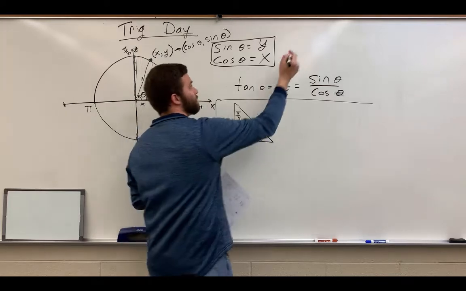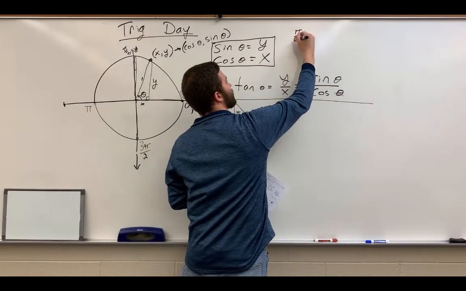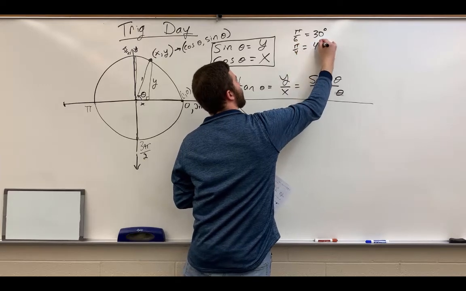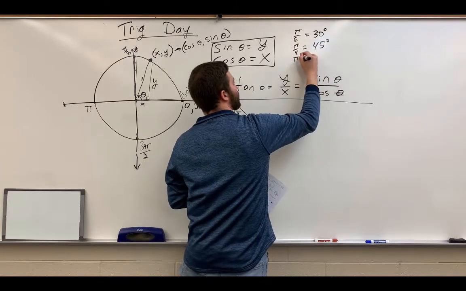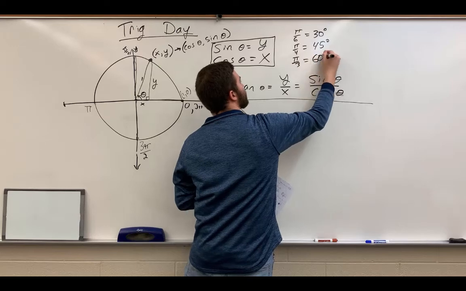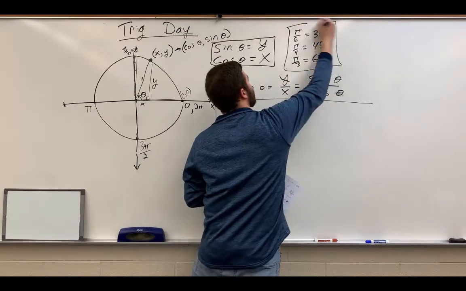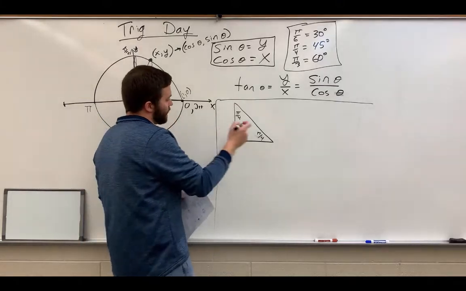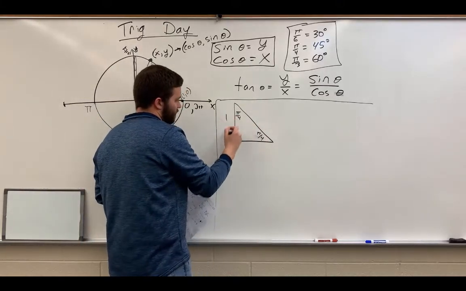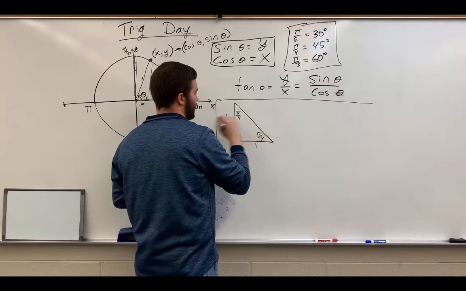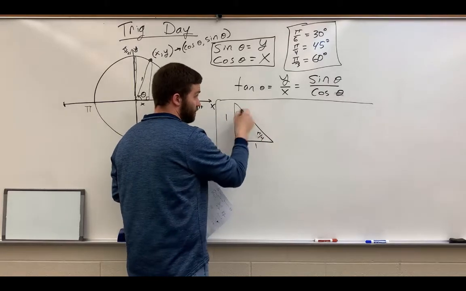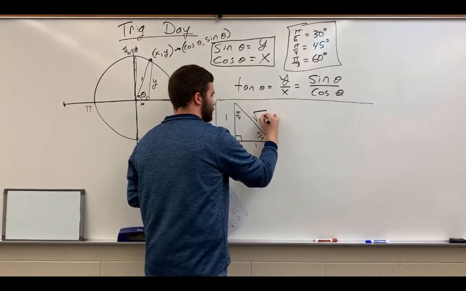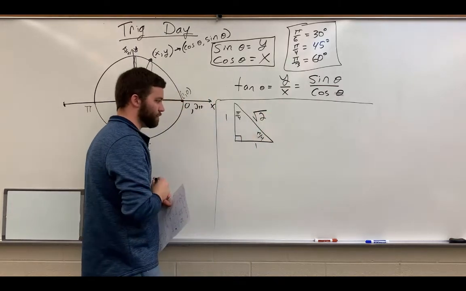By the way, you should remember that pi over 6 is 30 degrees, pi over 4 is 45 degrees, and pi over 3 is 60 degrees. Those things should be seared into your mind, as well as pi, pi over 2, and so on. Right? So if we set the legs to be length 1, then the hypotenuse has to be the square root of 2 by the Pythagorean theorem.